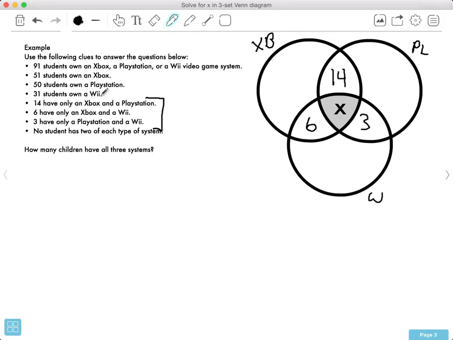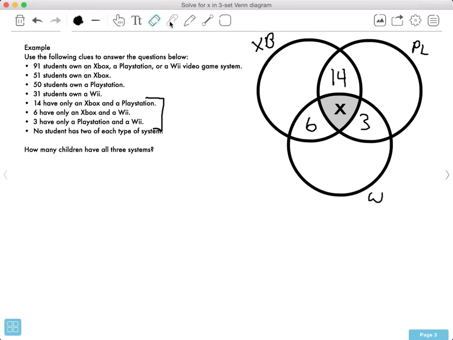Unfortunately, I can't go any further until I know what X is. If you look at the Wii, for example, I know 31 students own a Wii. I know this section here, plus this number, plus X should equal 31. This circle here is how many people own a Wii. But without this X, I have no idea what this number is. So this is as far as you can get. I call this little middle section the flower. You can fill in the flower, but then you're off to a fairly ugly equation.